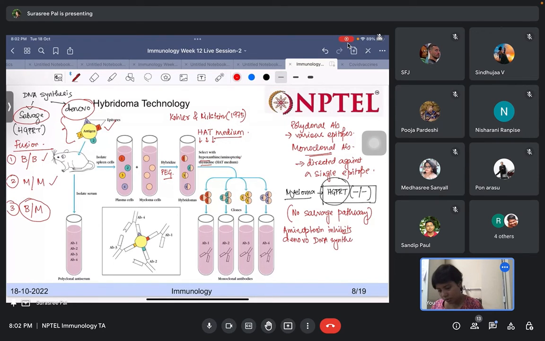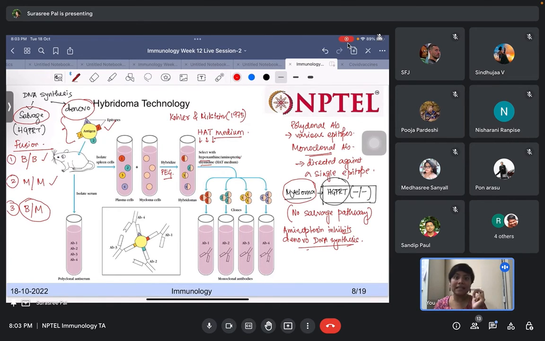So now let's see what is happening. First of all, we are using a myeloma cell in which there is no HGPRT enzyme. Therefore, this myeloma cell cannot synthesize DNA by the salvage pathway. Next, this myeloma cell also cannot synthesize DNA by the de novo pathway because the aminopterin inhibitor is present in the HAT medium, right? So the de novo pathway is also inhibited.